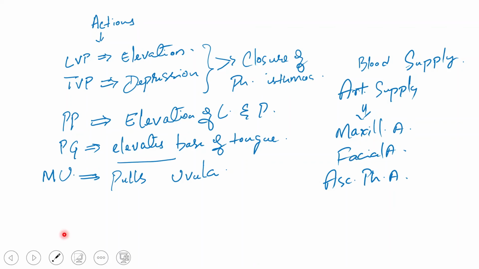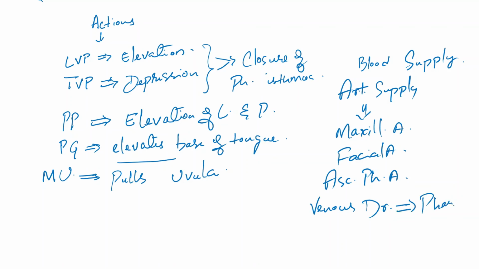Regarding the venous drainage, the venous blood is drained through the pharyngeal venous plexus. So the venous drainage of the soft palate is into the pharyngeal venous plexus. So this is about the blood supply of the soft palate.